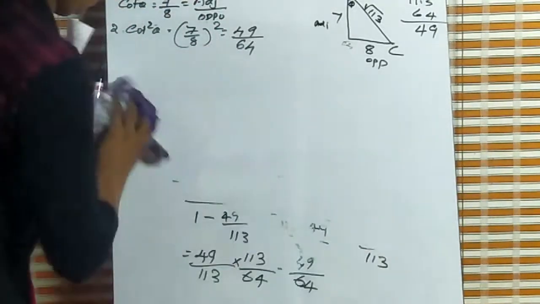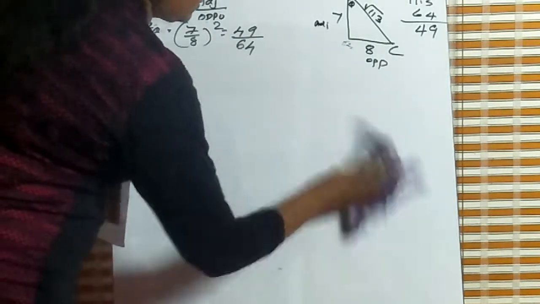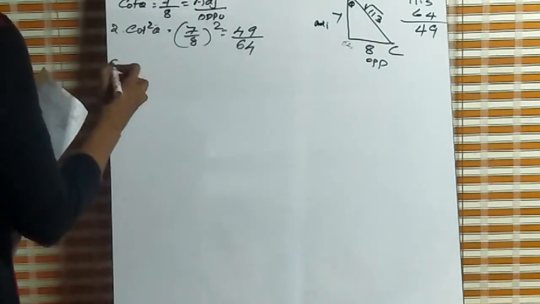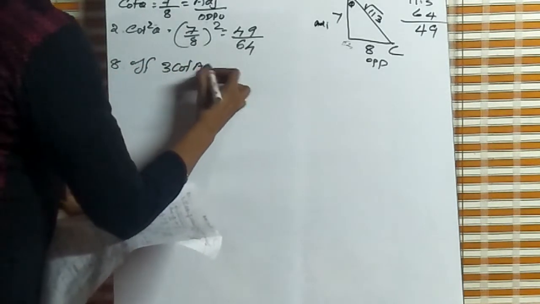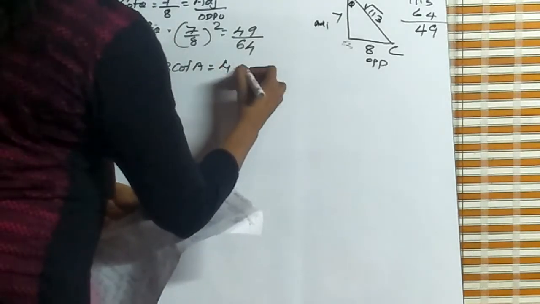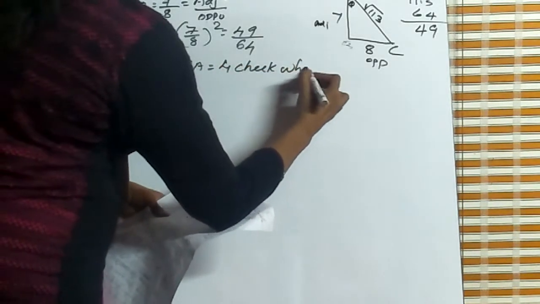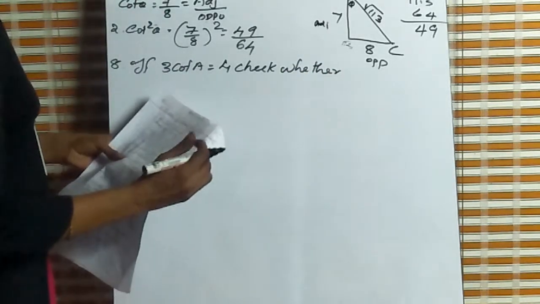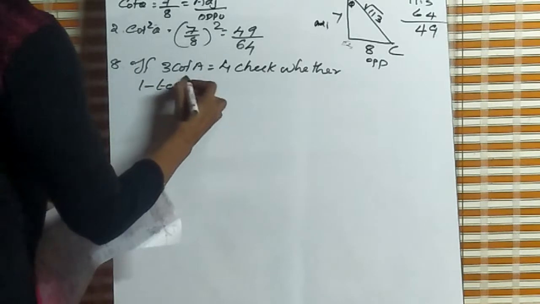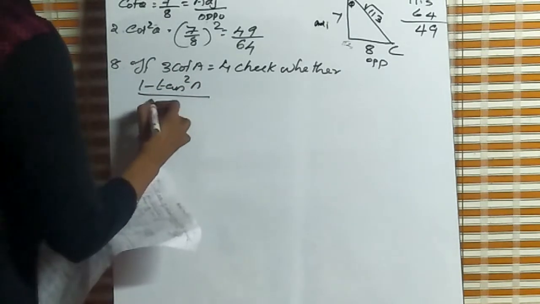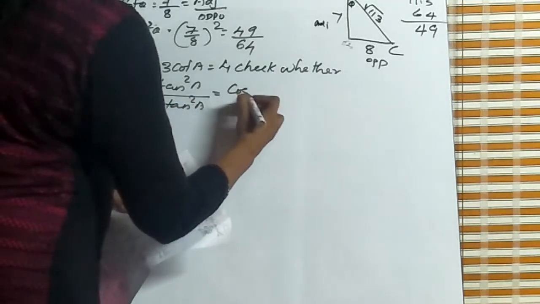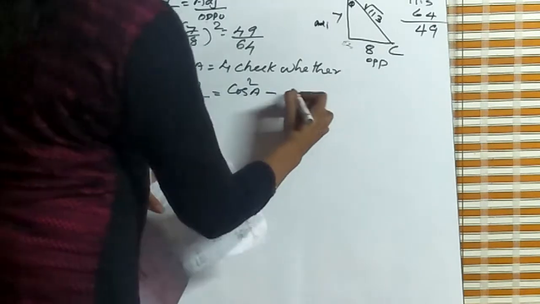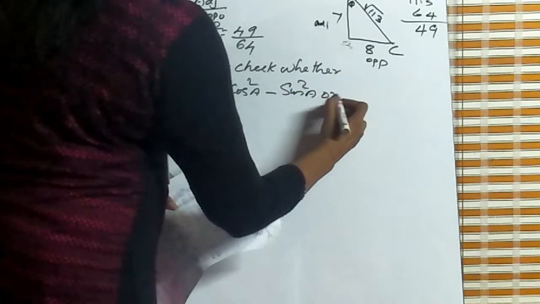Next question. Question number 8 in the text. If 3 cot A is equal to 4, check whether (1 minus tan square A) divided by (1 plus tan square A) is equal to cos square A minus sin square A or not.